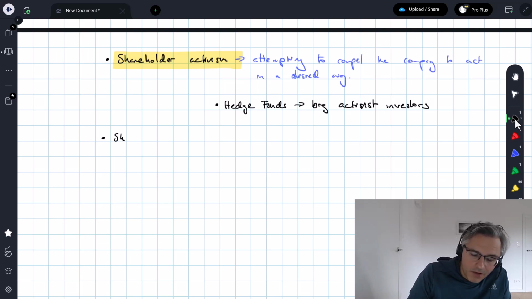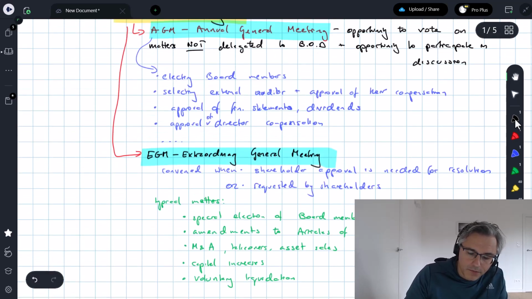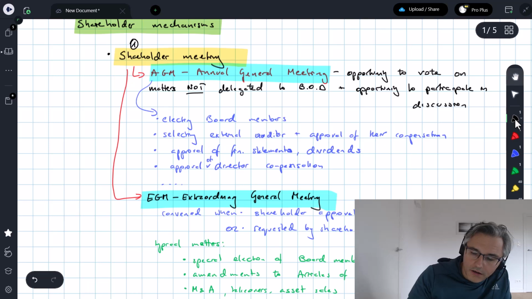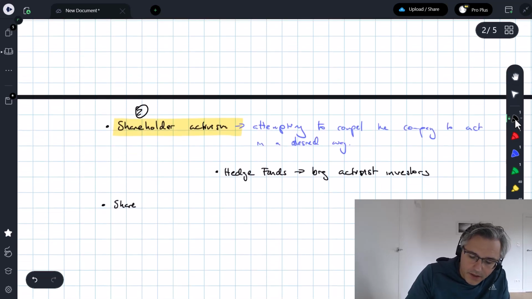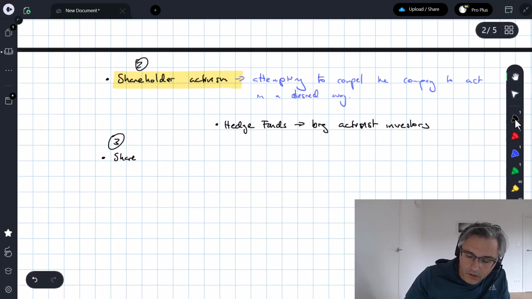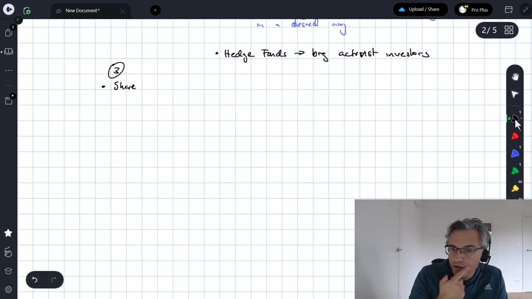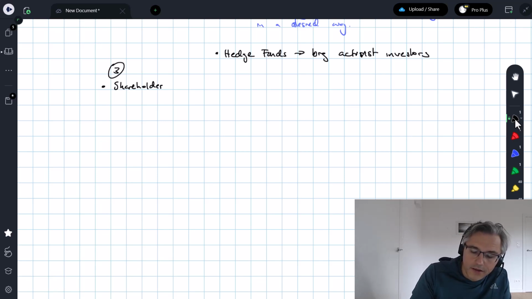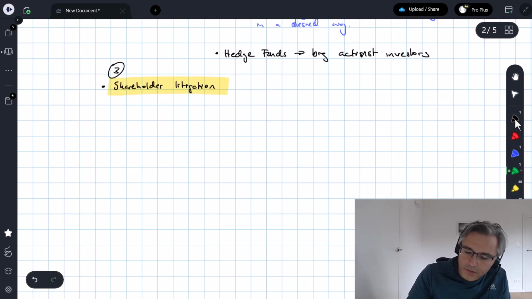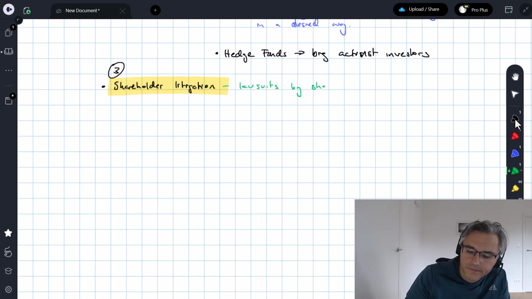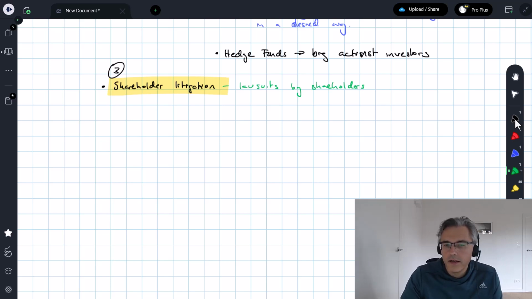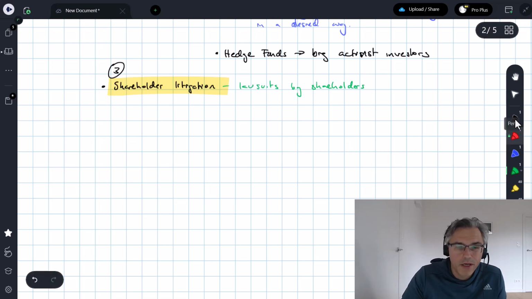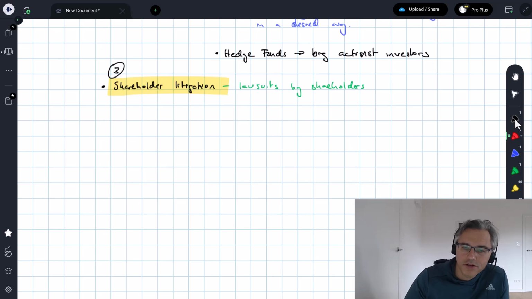Now, another mechanism, so this is already the third one because we started with the shareholder meeting. Then we said there's shareholder activism, and now a third mechanism of governance as exercised by shareholders is something called shareholder litigation. And this, as you may infer from the name, is all about lawsuits being brought by shareholders typically against the board of directors, against the management of the company, against the controlling shareholder. And your book mentions a specific example of this.